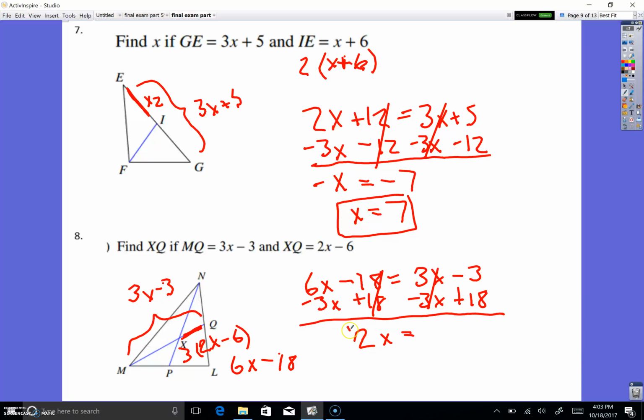Oh, here's my mistake. This should be 3. 6 minus 3x is equal to 15. X is equal to 5. See, teachers can make mistakes too.